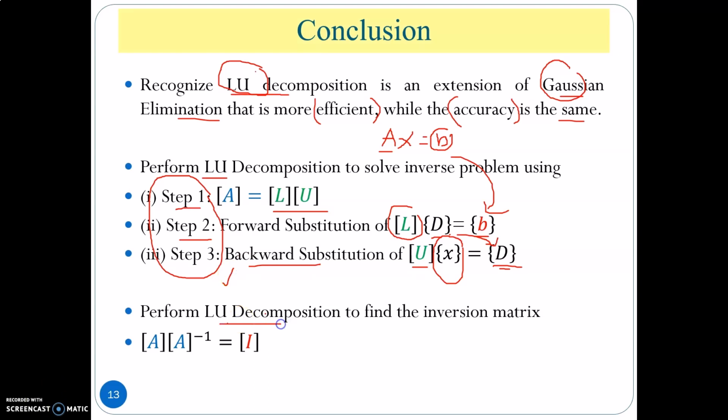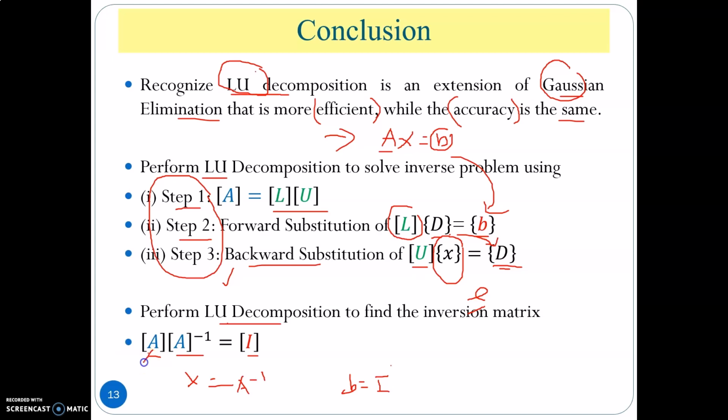Lastly, we can use the LU decomposition to find the inverse matrix. So let's say we have the matrix A. We want to find the inverse matrix. By knowing A multiplied with the inverse matrix is equal to the identity matrix, when you compare this to this equation, then you are going to find your x, which is equal to your A minus 1, and then your B will be the identity matrix.